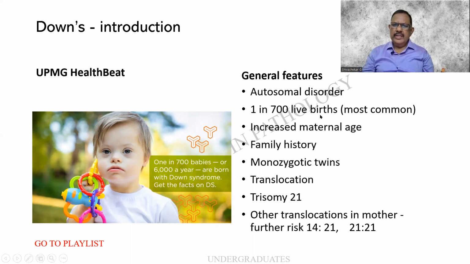It occurs in 1 in 700 live births, with increased incidence with increased maternal age, family history, and in monozygotic twins. It is an autosomal disorder. There is a translocation that occurs in chromosome 21. If there are other translocations in the mother, such as 14;21 or 21;21, there is a higher risk of the child developing Down syndrome.